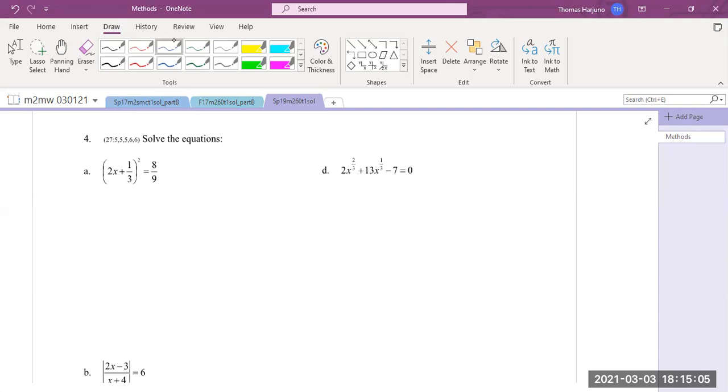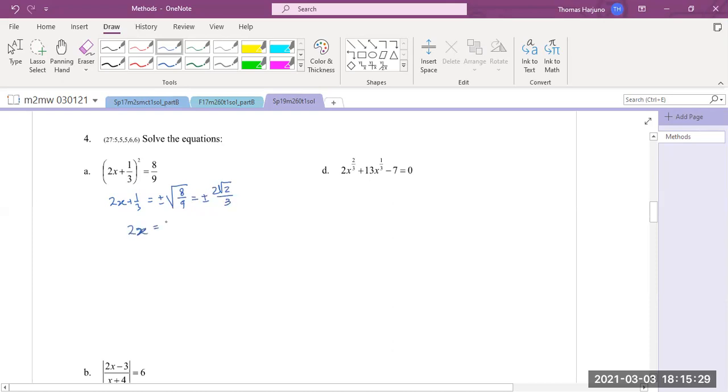Number 4: (2x plus 1/3) squared equals 8/9. This is a perfect square, so I will apply the square root property to both sides. Square root of 8 is 2 radical 2. Square root of 9 is 3. Now, 2x is equal to negative 1/3 plus or minus 2 radical 2 over 3. That's negative 1 plus or minus 2 radical 2 over 3.